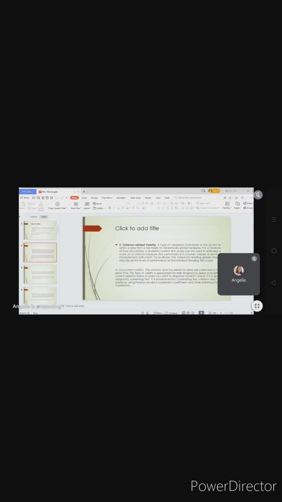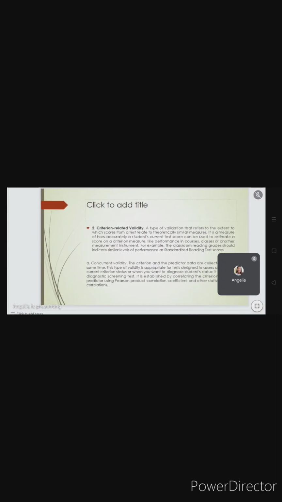So, the second type of validity is criterion-related validity. A type of validation that refers to the extent to which scores from a test relate to theoretically similar measures. It is a measure of how accurately a student's current test score can be used to estimate a score on a criterion measure, like performances in courses, classes, or another measurement instrument. For example, the classroom reading grades should indicate similar levels of performance as standardized reading test scores.